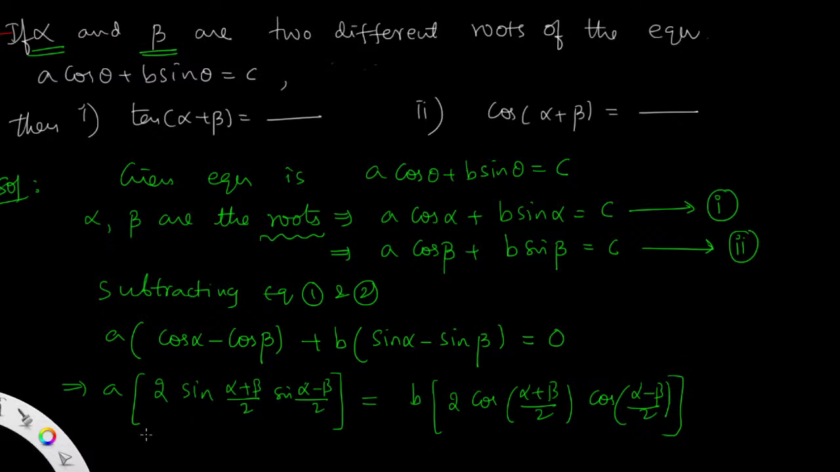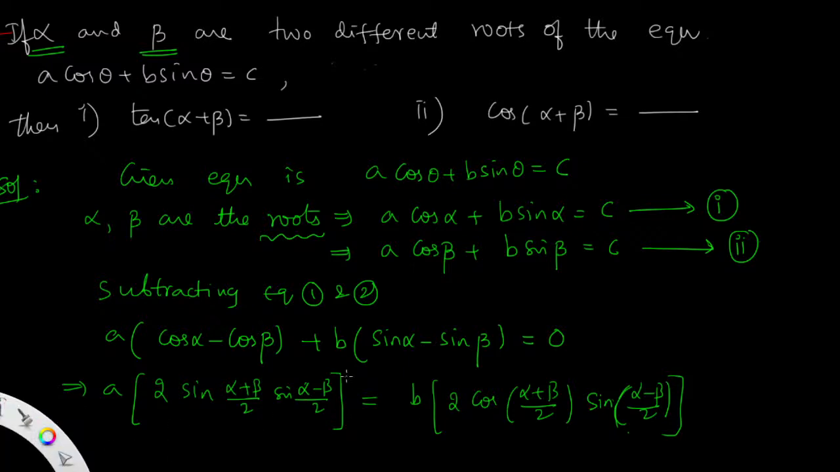Now cancelling the terms, whatever the terms will be, get cancelled here. Cos c minus cos d formula: 2 sin (c plus d)/2 sin (c minus d)/2. And here sin c minus sin d, the formula is 2 cos (c plus d)/2 into sin of (alpha minus beta)/2.